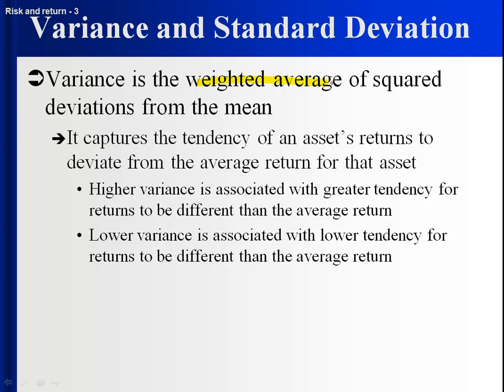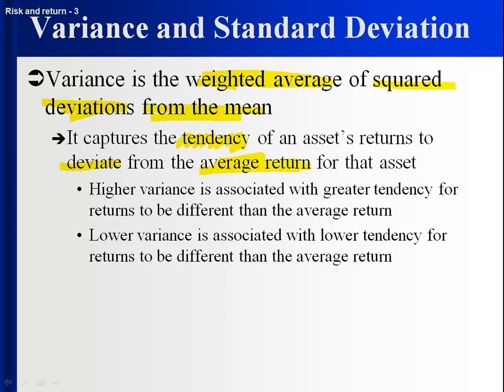So what is variance? It's the weighted average of the squared deviations from the mean. We'll talk about what all that means, but what it really does is capture a tendency. It's one number that tells us a lot about an asset's or return's behavior, how returns tend to deviate from the average return.